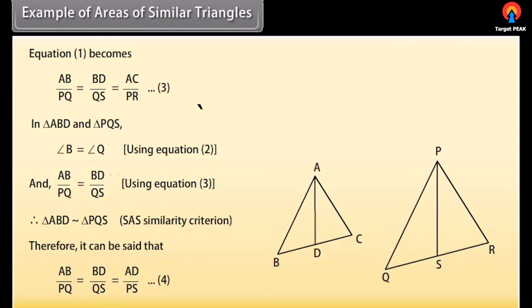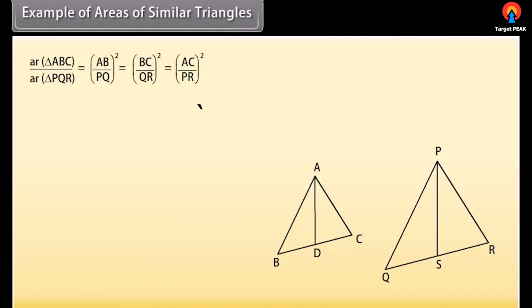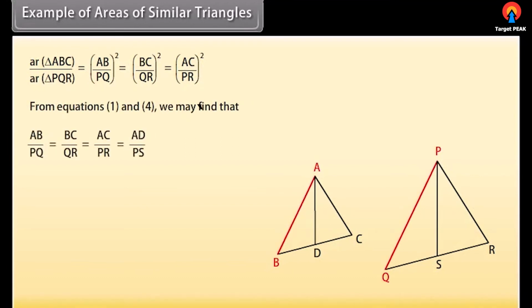Mark it as 4. Area of triangle ABC upon area of triangle PQR equals AB upon PQ whole square equals BC upon QR whole square equals AC upon PR whole square. From equations 1 and 4, we may find that AB upon PQ equals BC upon QR equals AC upon PR, which is equal to AD upon PS, and hence area of triangle ABC upon area of triangle PQR equals AD upon PS whole square.